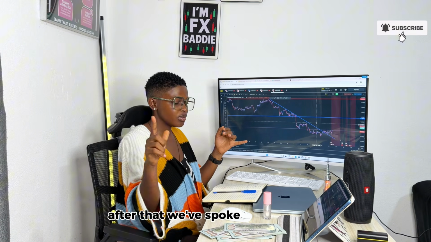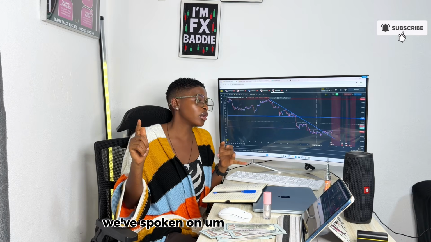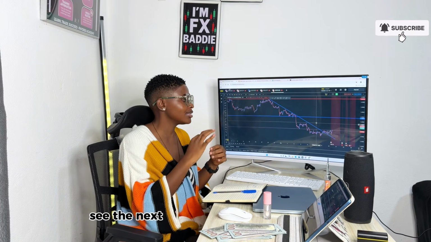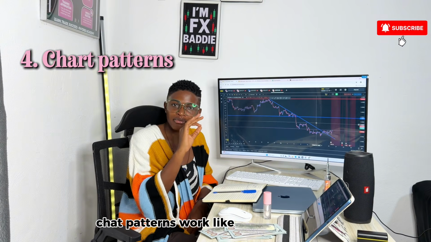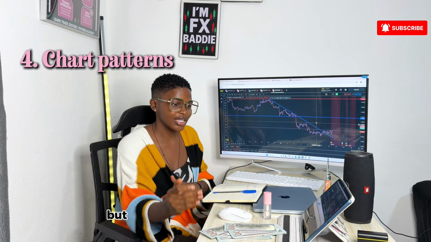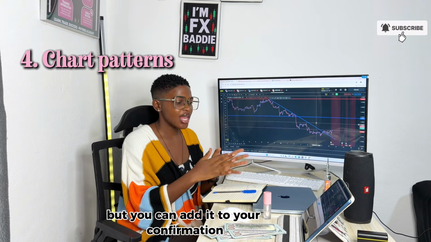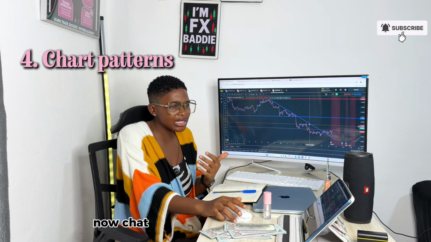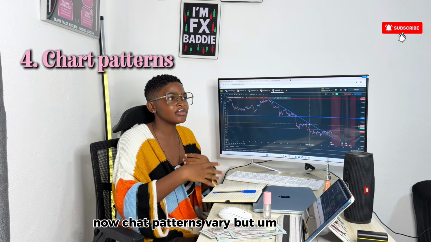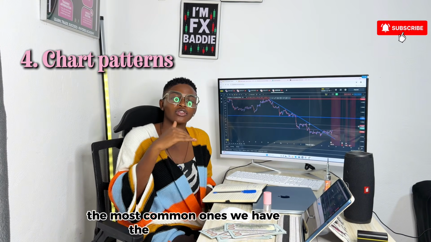Okay, after that we've spoken on technicals, we've spoken on candlesticks. The next thing I want to see are chart patterns. Chart patterns work like magic, not like they work, but you can add it to your confirmation, and a group of confirmations gives you confluences. Now chart patterns vary, but the most common ones, we have the double bottom.